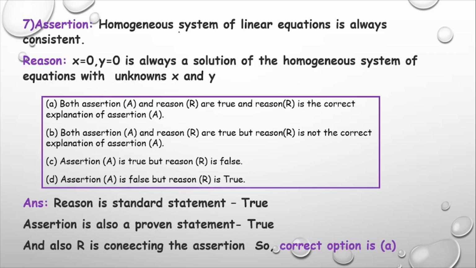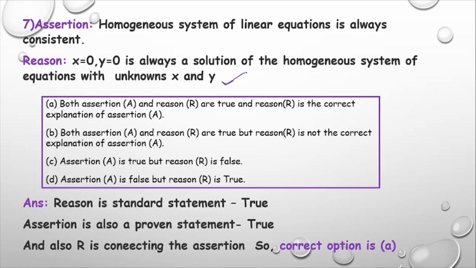Question 7. Assertion: a homogeneous system of linear equations is always consistent. Reason: x equal to 0, y equal to 0 is always a solution of the homogeneous system of equations with the unknowns x and y. The reason is a true statement. It is a definition for the homogeneous system. It is a property of the homogeneous system.